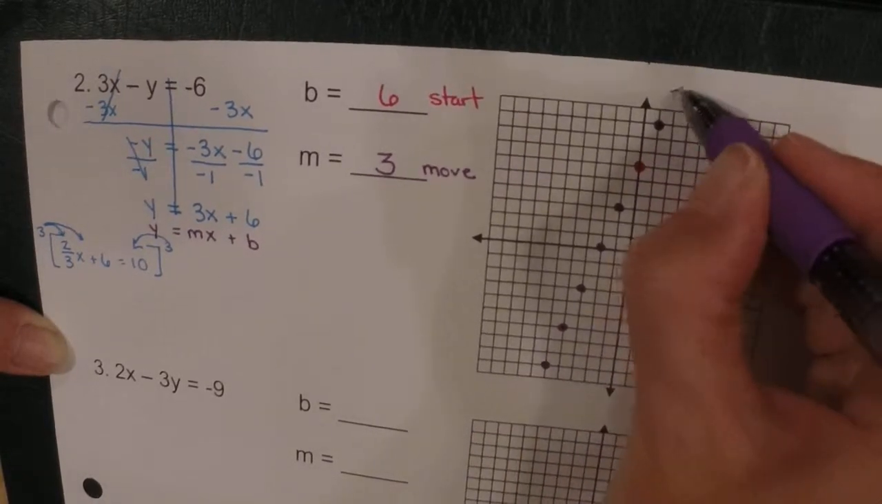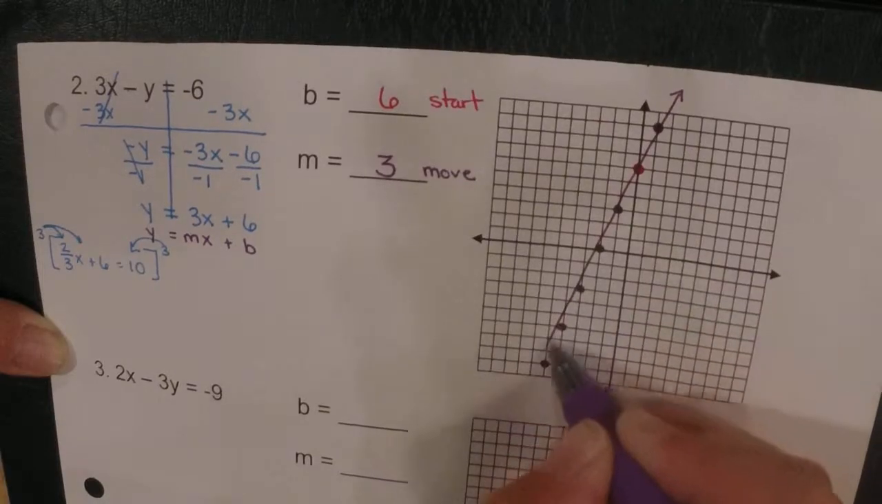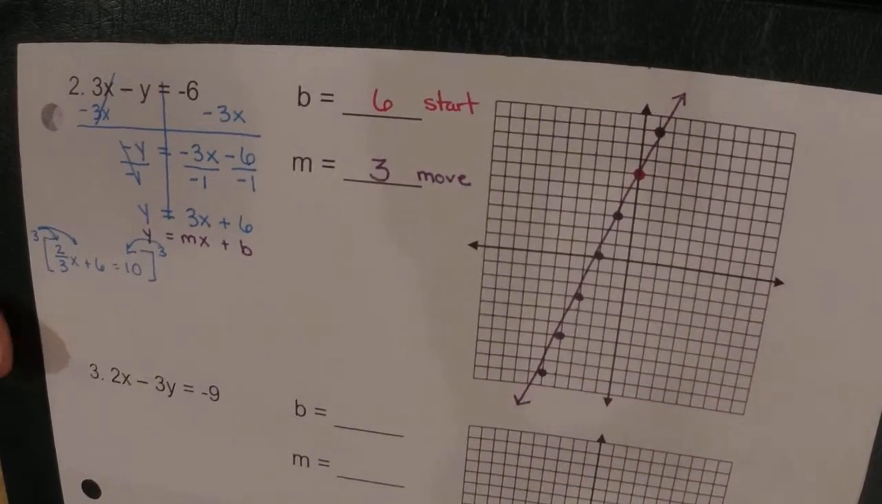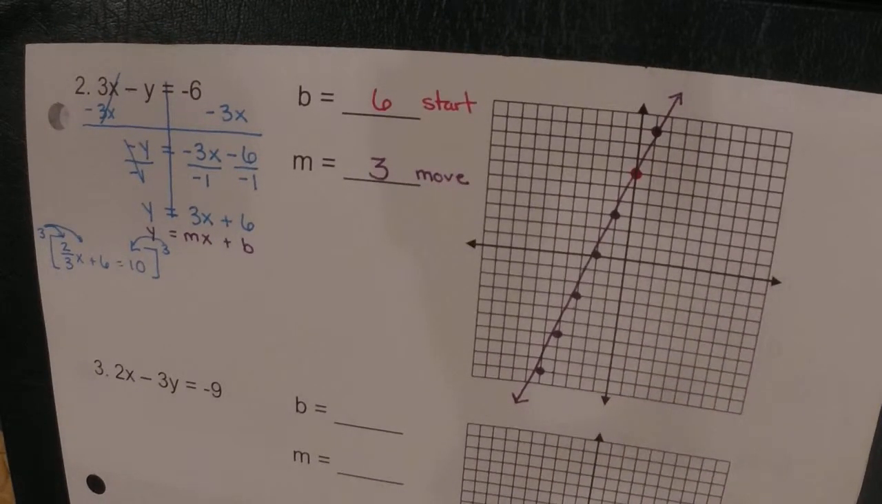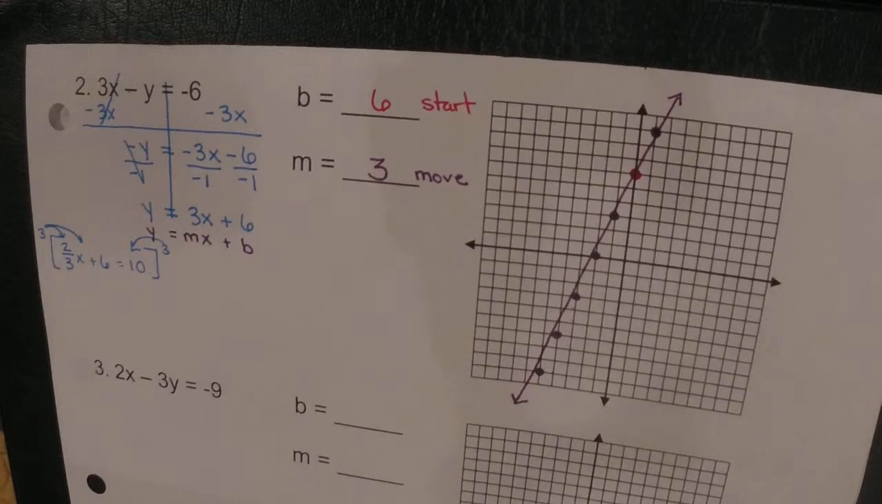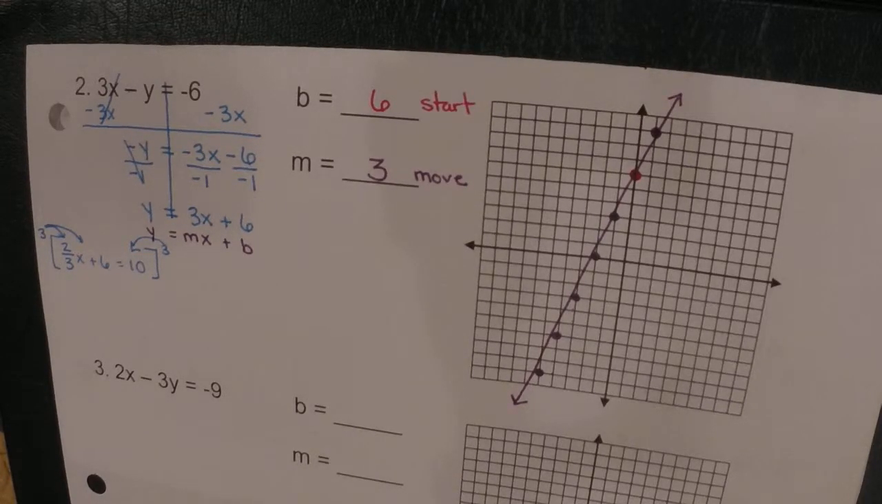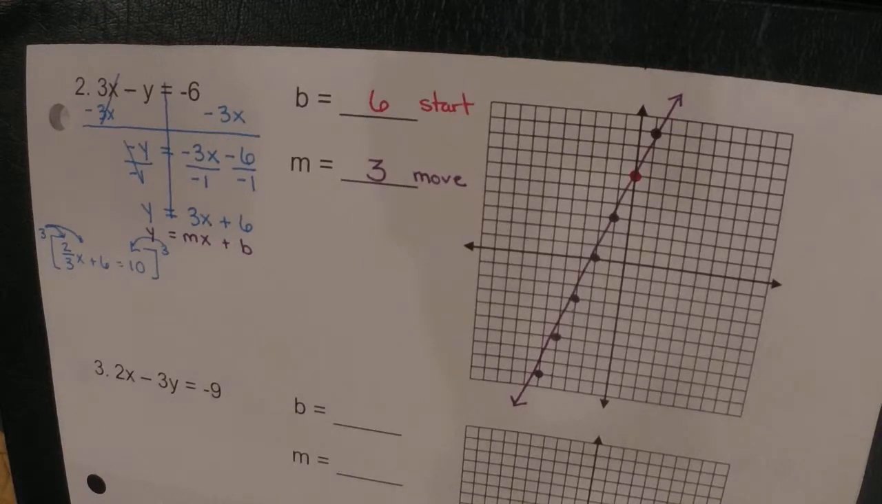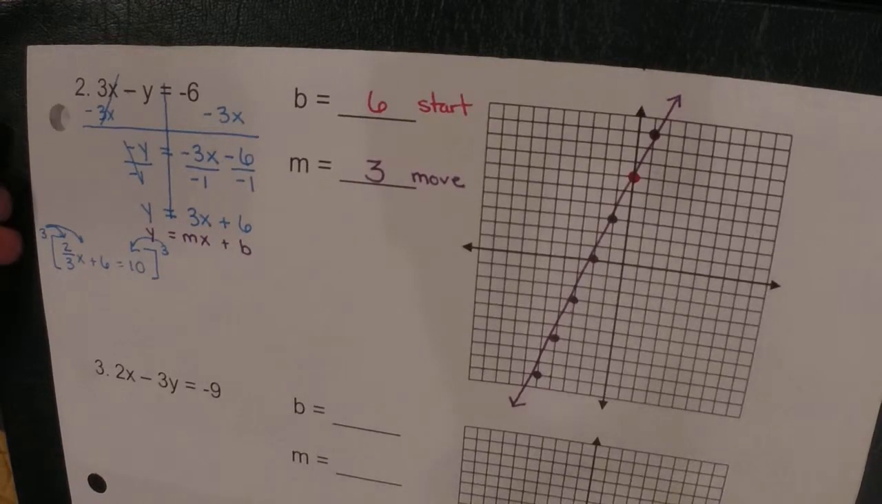Good. And there's our graph. So far everything's kind of turned out kind of pretty. So now let's look what happens when things don't divide quite so evenly.